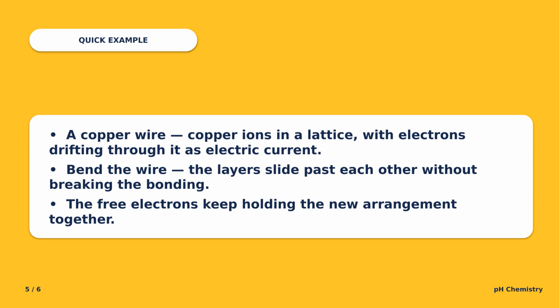Quick example, a copper wire. Copper ions in a lattice with electrons drifting through it as electric current. Bend the wire, the layers slide past each other without breaking the bonding. The free electrons keep holding the new arrangement together.